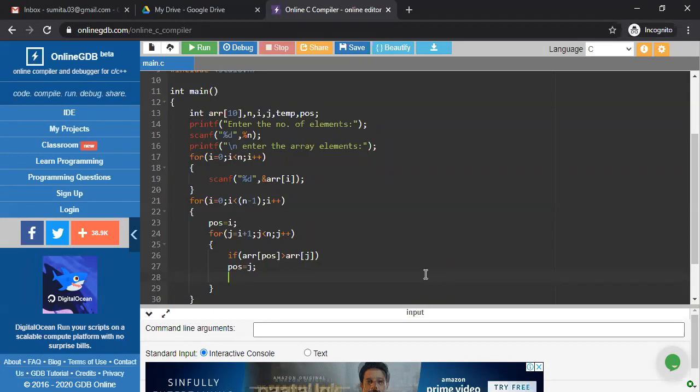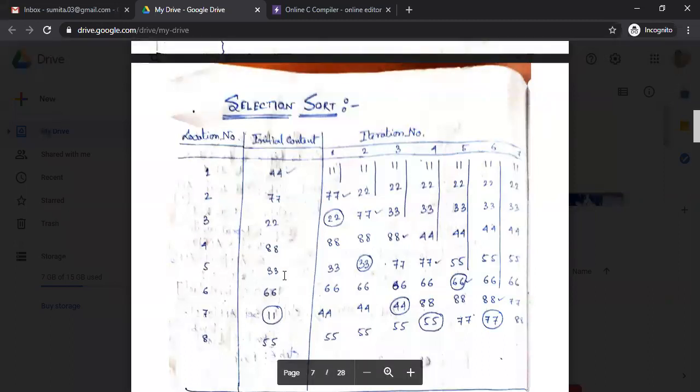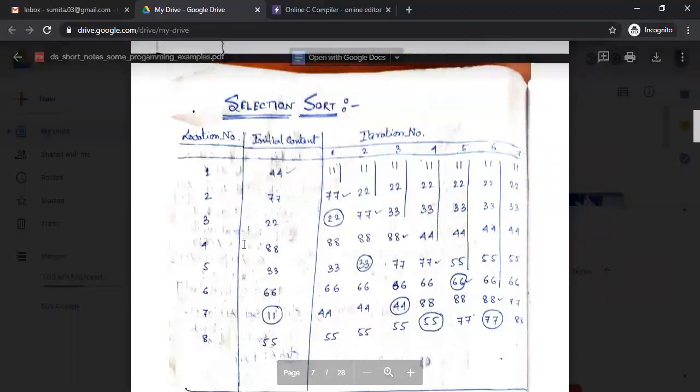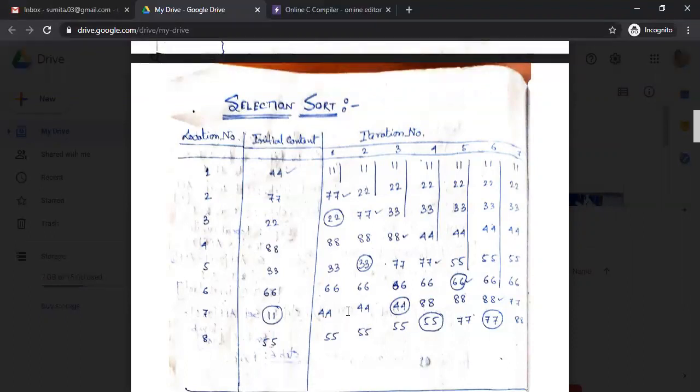The smallest value from 77 to 55. You have to find out the smallest value, or you have to check. Now you have to find out the smallest value within the remaining part of your array. Am I clear or not?